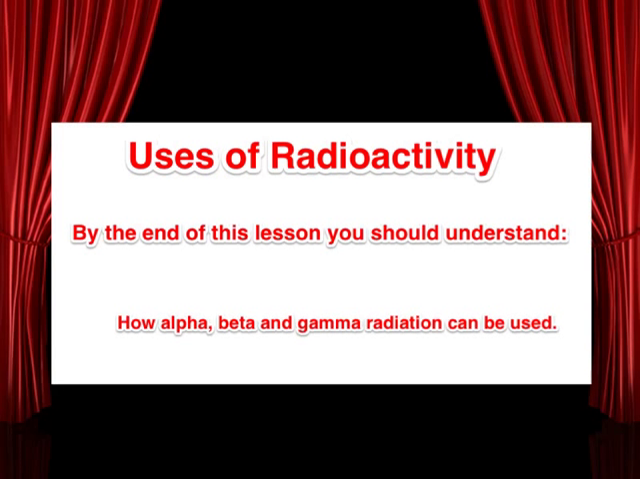Okay, so let's have a look at our objectives for this lesson. We're going to be looking at the uses of radiation, so by the end of this lesson you should understand how alpha, beta and gamma radiation can be used in a variety of different ways.